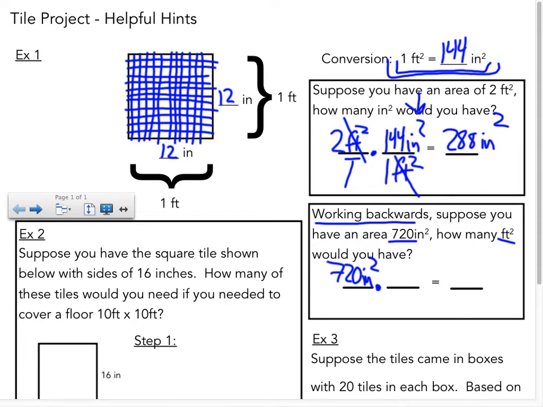So the way to do that is to write it this way. Feet squared over 144 inches squared. So the inches squared units cancel, and you're left with the feet squared units. And now we need to take 720 divided by 144, because if I were to write this, it'd look like this. And that's going to simplify to feet squared. So I took 720 and I divided it by 144 inches squared to convert the square inches into square feet.